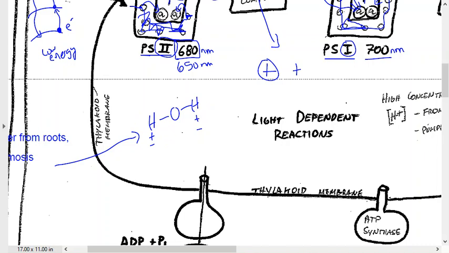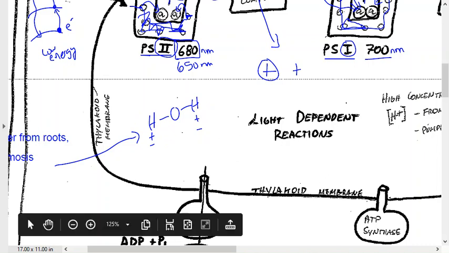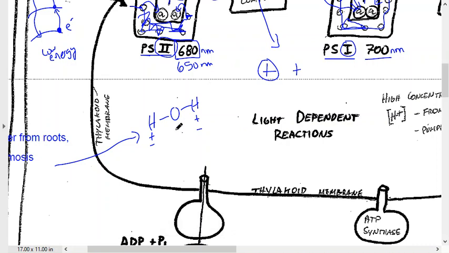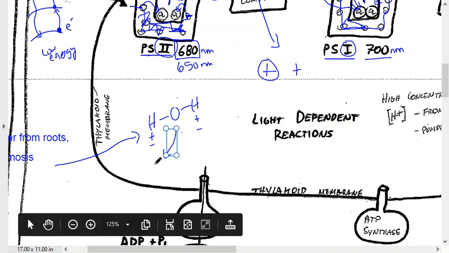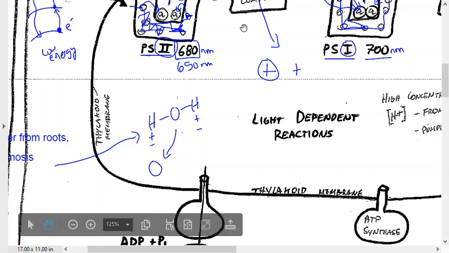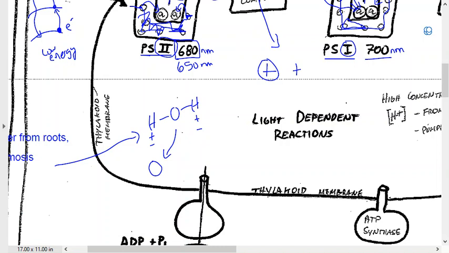There are enzymes in the thylakoid space that cleave water. They break water into oxygen, and then they oxidize the hydrogens. So they separate the proton from the electron.